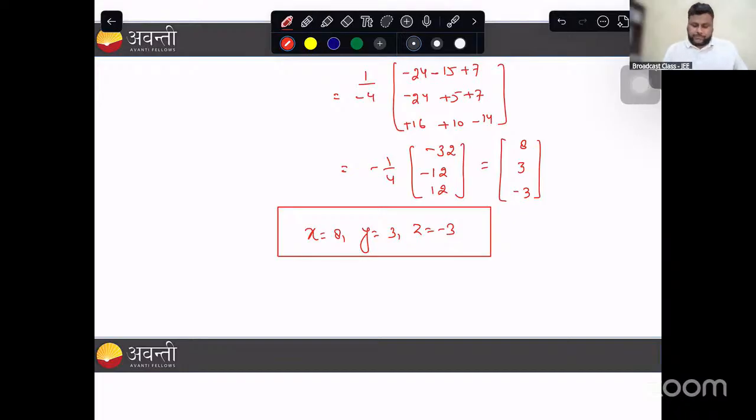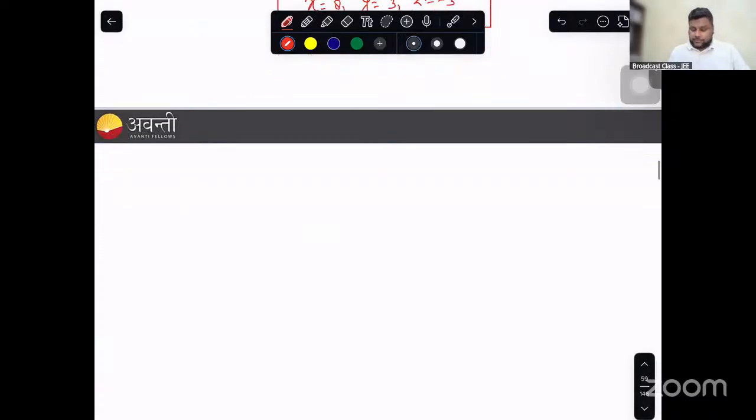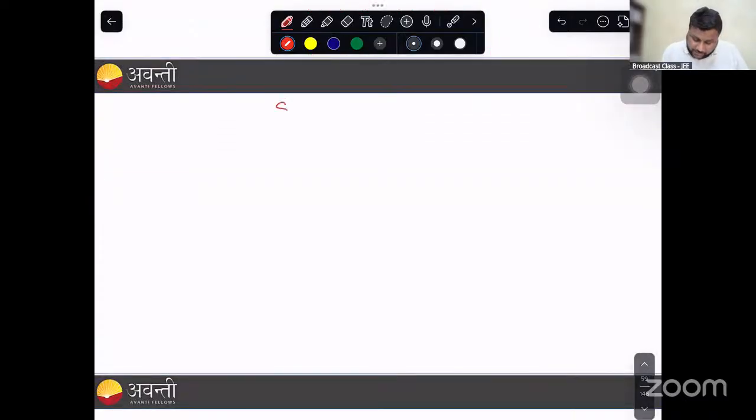Now, this is a very popular variety in boards also. A 4 marks case study or a 5 marks question in section D, that is for sure. One of them will definitely come from this particular topic. Solving system of equations using determinant method.